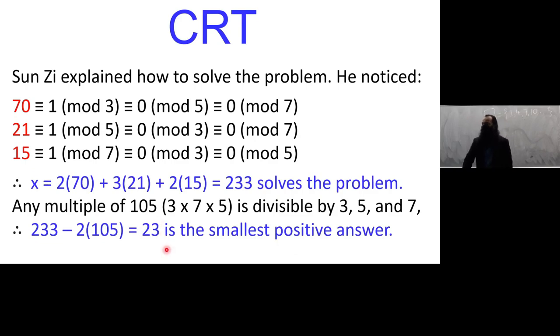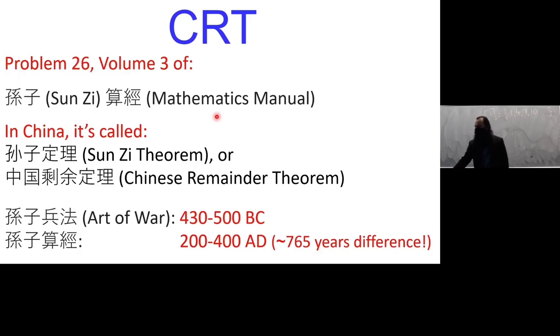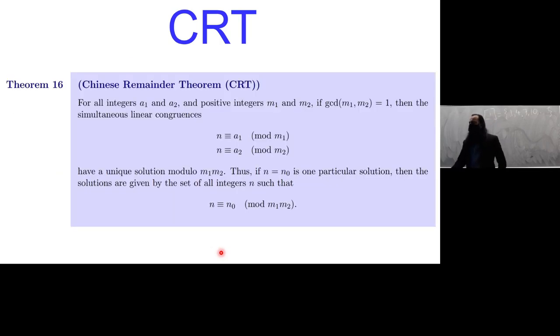Okay, this might have been fast. This is the way it was written in the book. Well, okay, it's translated, but this is basically what Sun Tzu did between 200 and 400 AD. So 1700 years ago, right? 1700 years ago, approximately. Okay, so this is the Chinese Remainder Theorem written in the course notes.